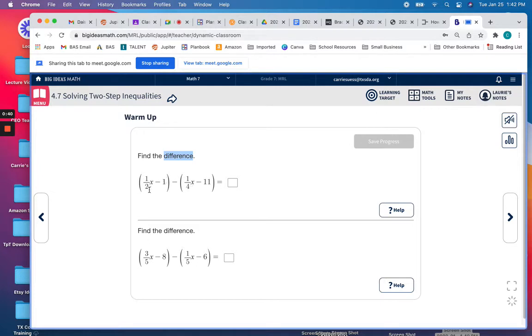Okay? So another easy way to do that is to take this subtract sign in between and apply it to both of these factors. So you'll be doing 1/2 x minus 1/4 x, and then -1 minus a -11. When you have a negative and a negative next to each other, what does it make? Positive. Right. So technically that's -1 plus 11. You need to take that into consideration when doing the math. I'll give you just a couple minutes to solve those.